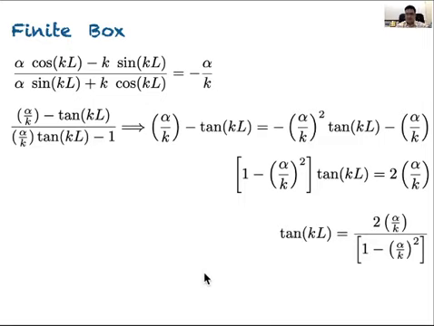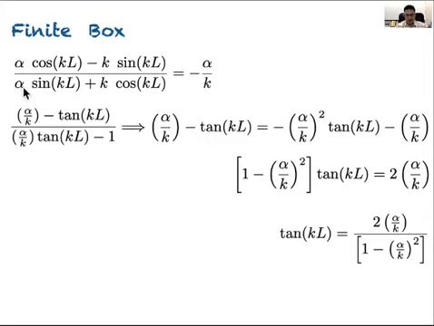Now here is a little mathematical trick that we are going to play. This is the equation that we have written in the past. Now what I have done is divide this equation and this equation by cosine of kl. So when I divide this by cosine of kl, I will get 1, and when I divide this by cosine of kl, I will get tan of kl. So that's what I have got, tan of kl. I have also divided by k, so here I have got alpha over k, and here I have got unity.